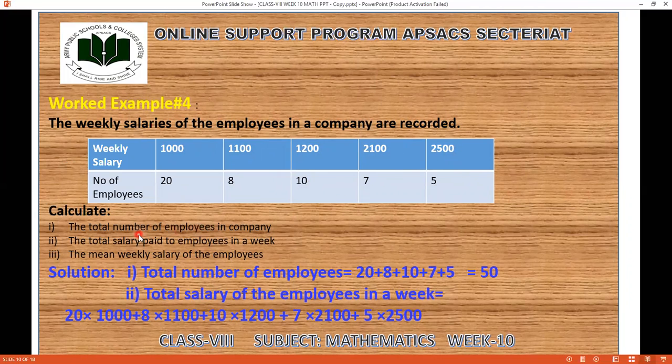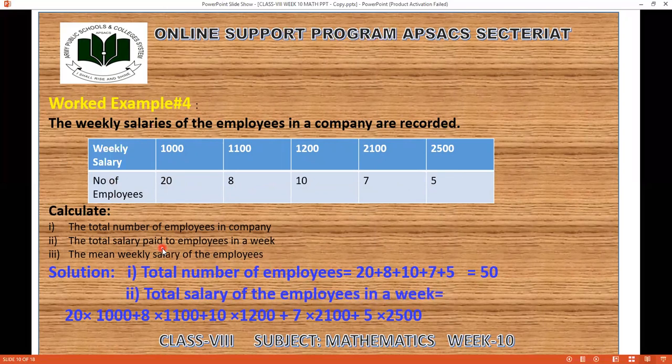Now what is the agenda to solve this table? First, the total number of employees in the company. Second, the total salary paid to the employees in a week, and third, the mean weekly salary of the employees. So first I'll solve the first part, the total number of employees. You can see the number of employees is given over here. By adding this row, I get 20 plus 8 plus 10 plus 7 plus 5. I got 50.